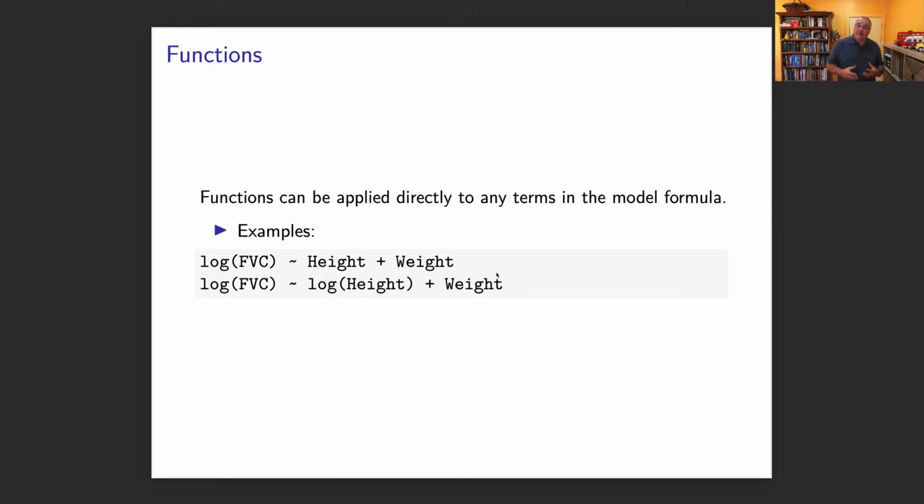We can also do functions. We can build functions directly in. So I could actually, if I wanted to take, for example, the log of my response variable, let's say my response variable is FVC, I can put log, brackets around it, FVC. I can also take logs of predictors. So I go log, brackets FVC, tilde, log height. So now my predictor of the log of FVC would be the log of height and weight.